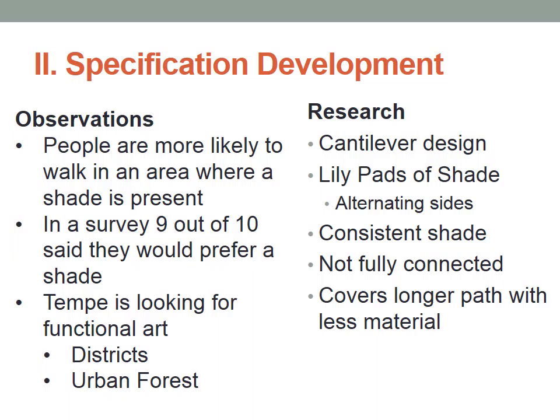Stage 2 is specification development. In a survey, 9 out of 10 people down 6th Street said they would prefer a shade when they were walking down the street. People are more likely to walk in an area where shade is present, so it's also a safety factor for ASU. Students are more likely to walk under the shade rather than crossing the street and jaywalking.